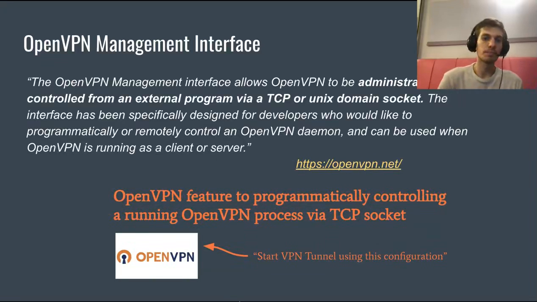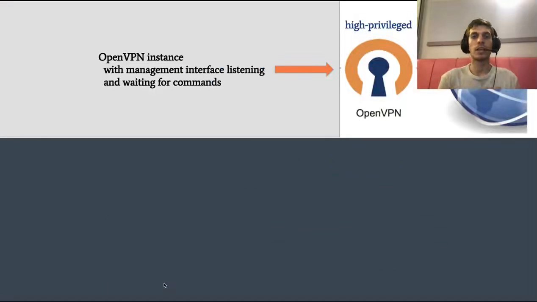So basically, the OpenVPN process is running and listening on one of the TCP ports and is waiting for a command such as start the VPN tunnel using this configuration, and then it reads the configuration and starts running. So if you want to understand better the scheme of the entire remote access solution, you can consider this.